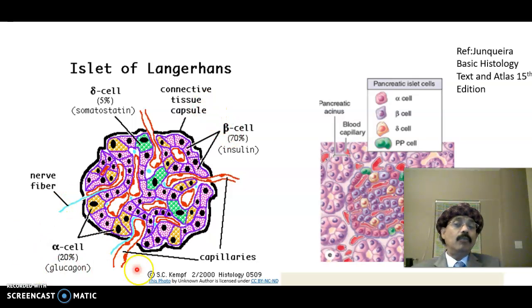Other cells increase the blood sugar level, like the glucagon of the alpha cell. Beta cells decrease the blood glucose level. Delta cell is somatostatin. It inhibits both hormones, beta cell and alpha cell secretion. Plus, the delta cell decreases the motility of the gallbladder and the small intestine. PP cell is the pancreatic polypeptide cell. They regulate the exocrine secretion of the pancreas.